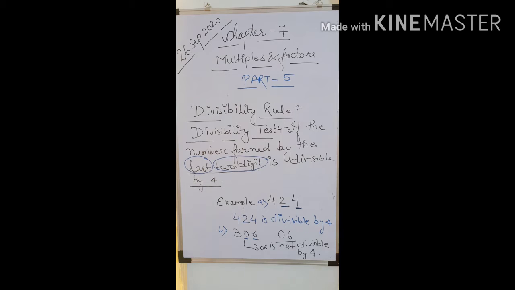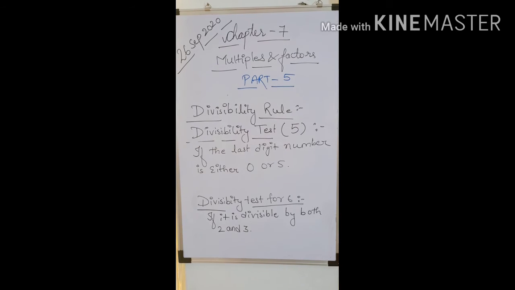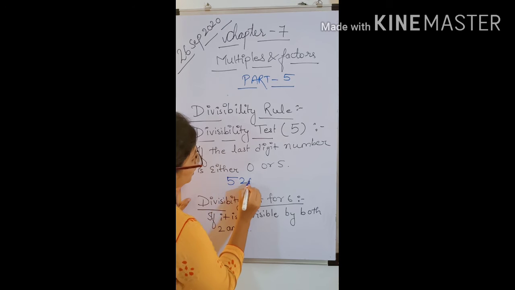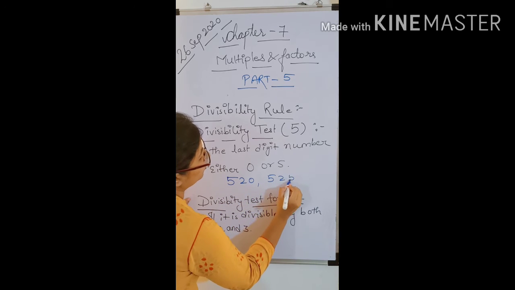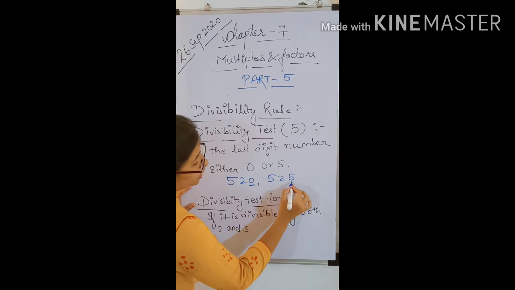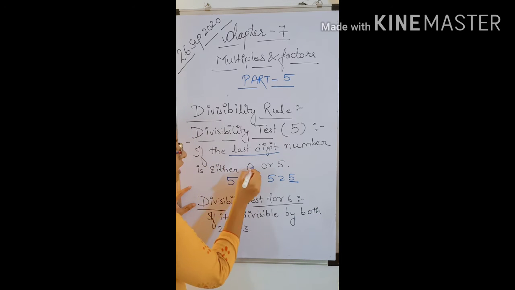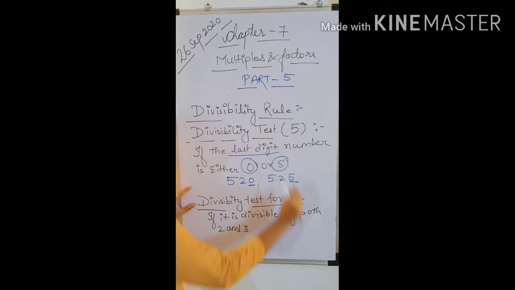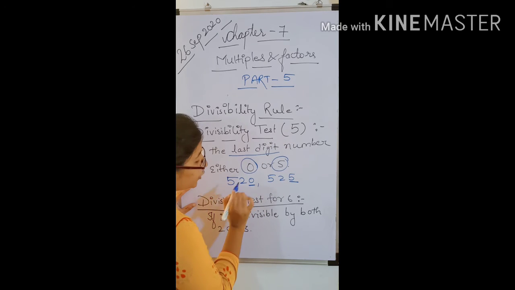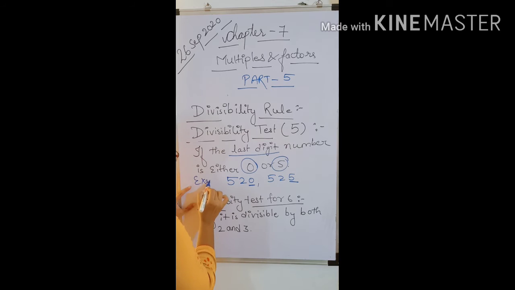Let us look at another divisibility rule. Divisibility rule for 5: if the last digit of the number is either 0 or 5. Now what does it mean? Let us take an example. I have the number 520 and the number 525. The last digit over here is 0 and the last digit over here is 5. It is already mentioned that if the last digit of the number is either 0 or 5, then it is divisible by 5. So the numbers 520 and 525 are divisible by 5.